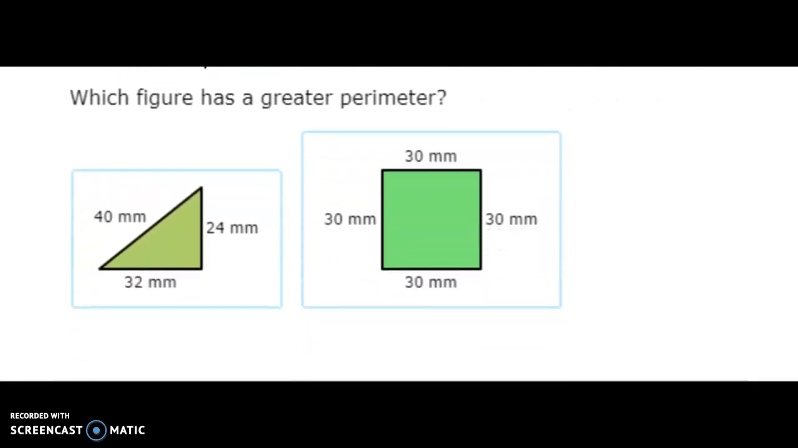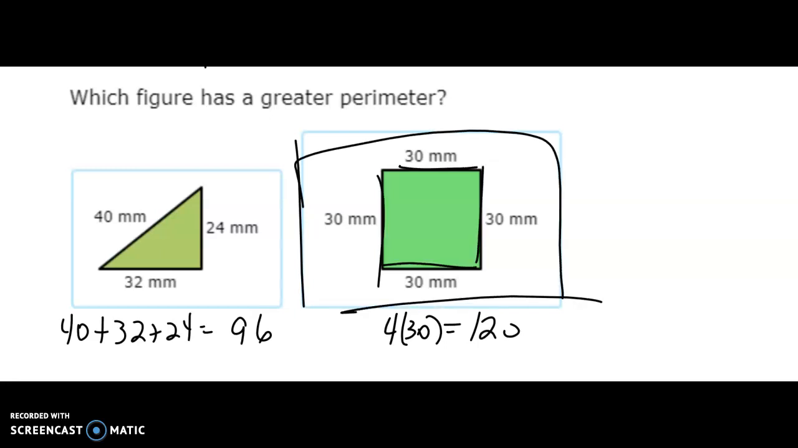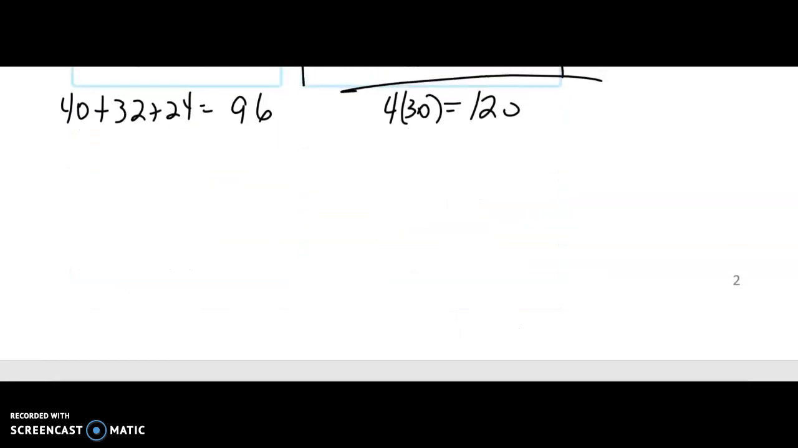Which figure has a greater perimeter? Now on this, you could just take a wild guess or find the perimeter of each one and see which one is bigger. So 40 plus 32 plus 24 is 6, 7, 96. And 4 30s is 120. 120 is bigger. So this distance around is bigger than this distance around. That's it.